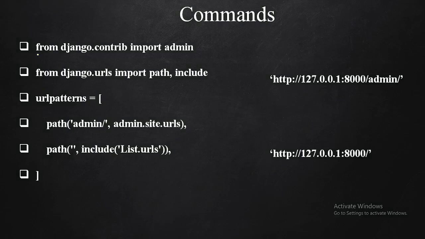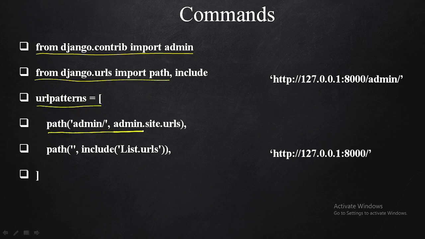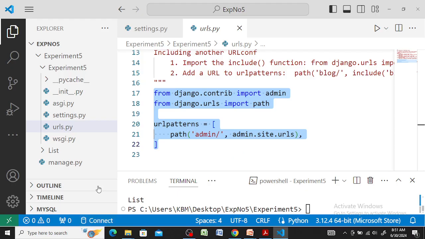It already contains these 3 lines. From django.contrib import admin, this line is present. From django.urls import path, this is also present. urlpatterns, path admin, admin.site.urls, this is also present. So if you see the code, these 3 lines are already present in that particular file.